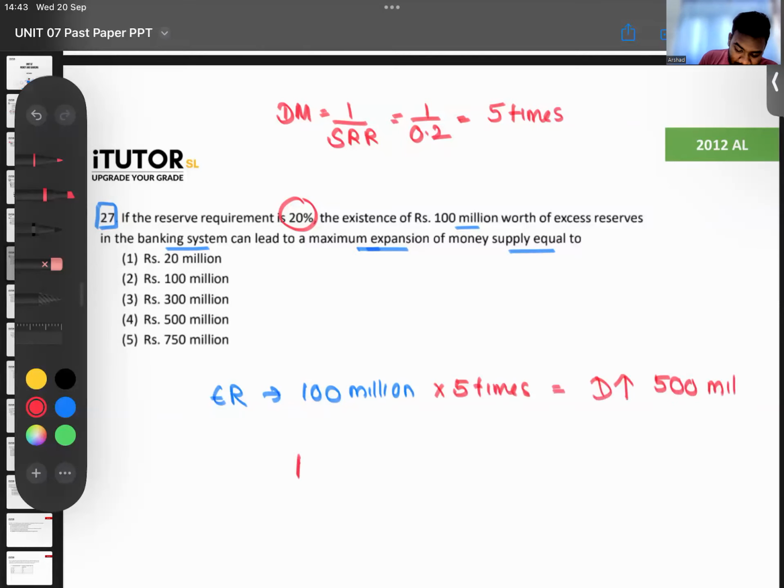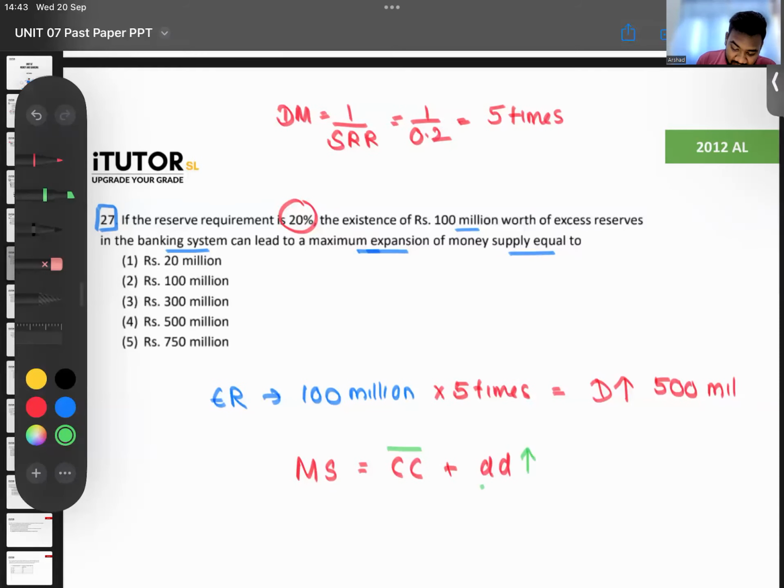Remember, our money supply is currency held by public plus demand deposits. According to this question, currency held by public is not really changing. CC is constant. Because of this 100 million excess reserve, if it is given out as loans, it gets multiplied 5 times. These are credit creation, guys. Please go through that video if you don't know. Demand deposits will increase by 500, so money supply will also increase by 500. So answer number 4.